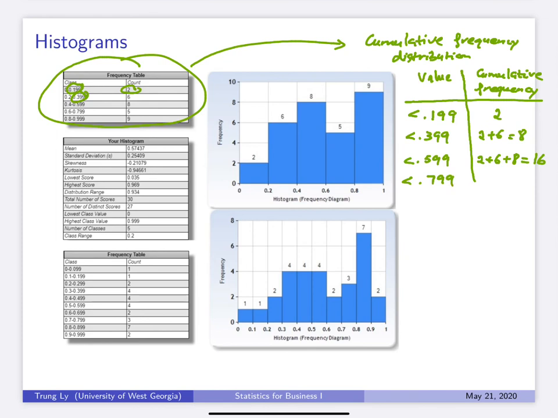If you keep doing that for the other 2 bins, you're going to have less than 0.799, and I'm not going to go into details here, but you should get 21. And then for the last bin, less than 0.999, you're going to have a cumulative frequency of 30.